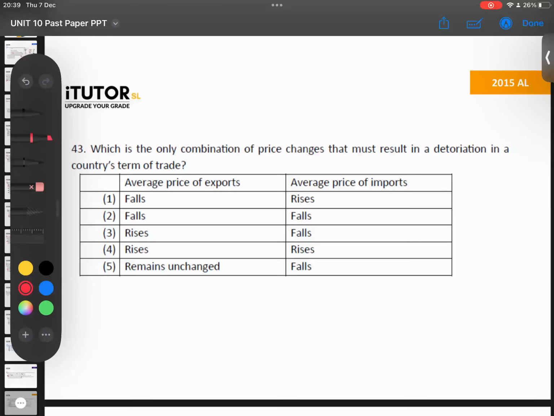So coming into the 2015 paper, question number 43: which is the only combination of price change that must result in a deterioration in the TOT? Easy, Lamai. When they say TOT, what are they referring to? Commodity terms of trade. That is what? Export price index divided by import price. So which one of these will definitely reduce our TOT? We'll see. Export prices fall, import prices rise. Can be, our TOT will come down. So this can be our answer.